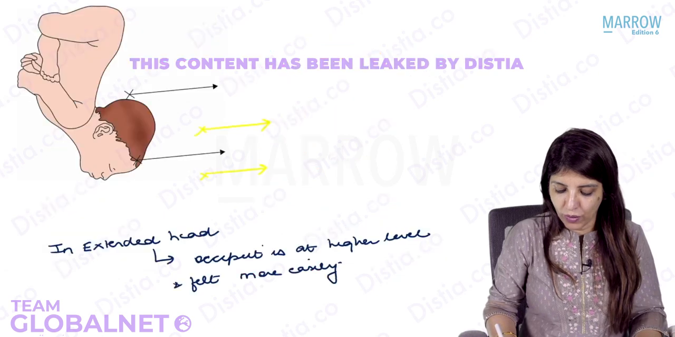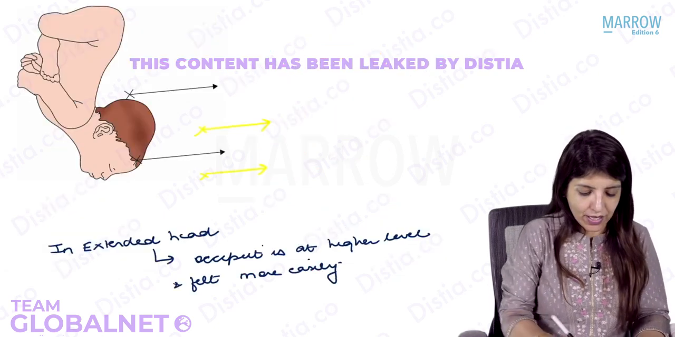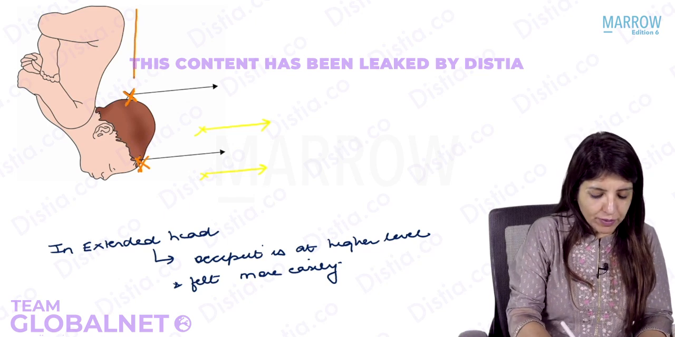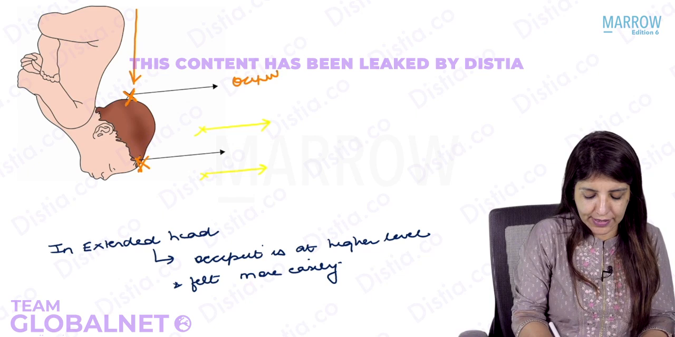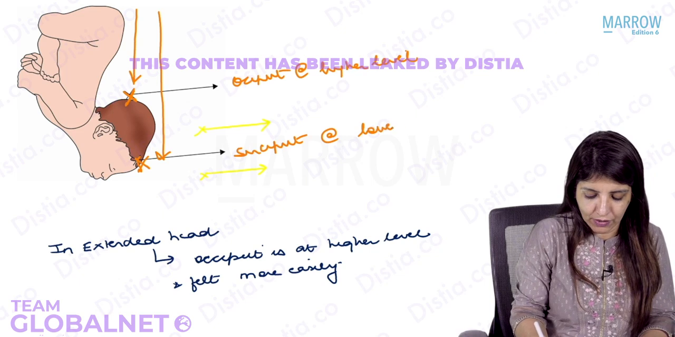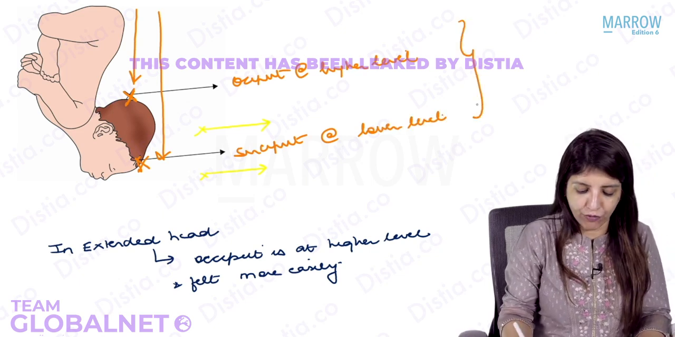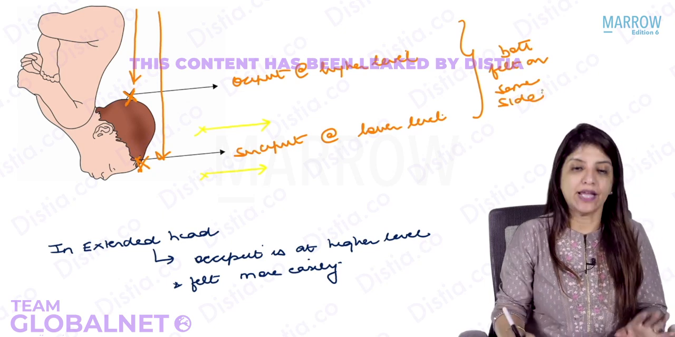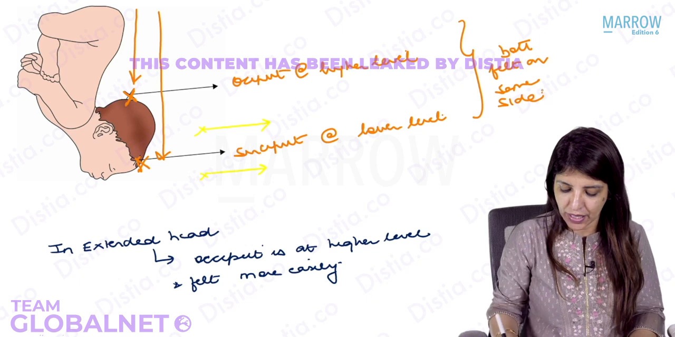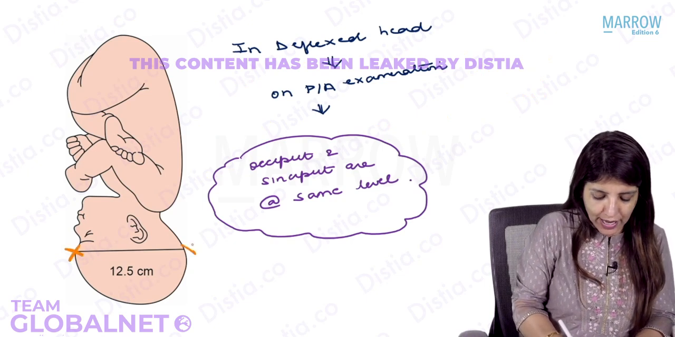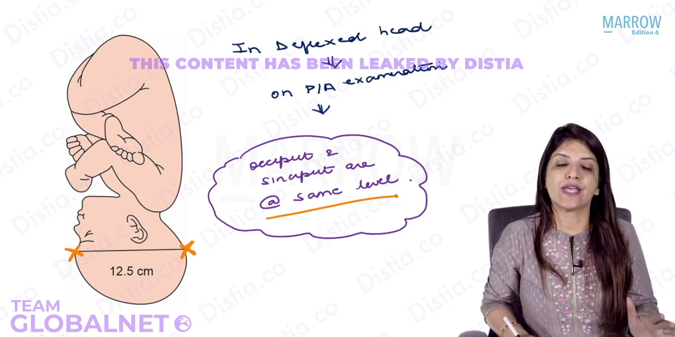Right? Now, whereas if the head of the baby is extended, this is the occiput, this is the sinciput. When I do a per abdominal examination, occiput is at a higher level, right? And sinciput is at a lower level. Right? And both are felt on the same side. Then I come to know that yes, it is an extended head. In case of a deflexed head, both sinciput and occiput will be at the same level.